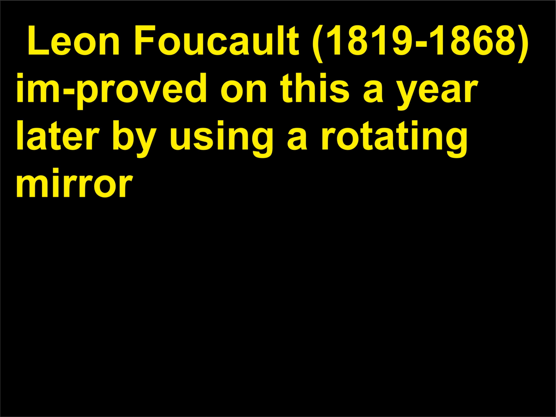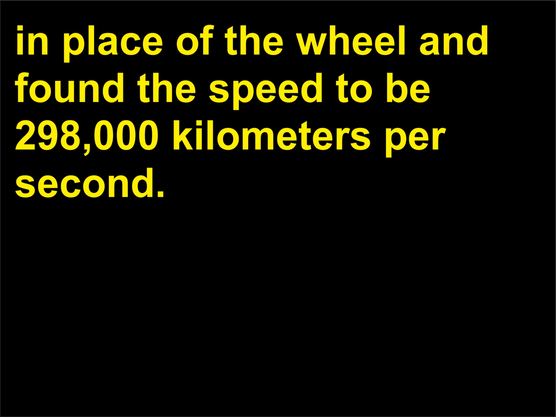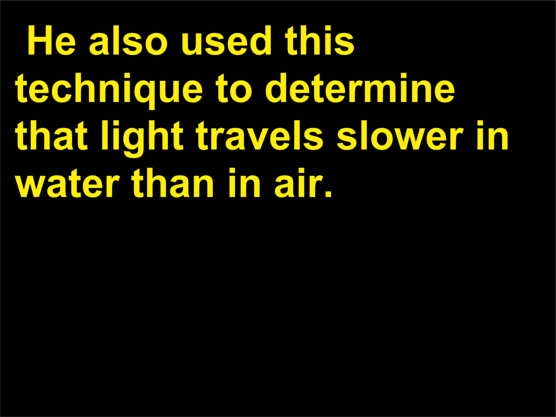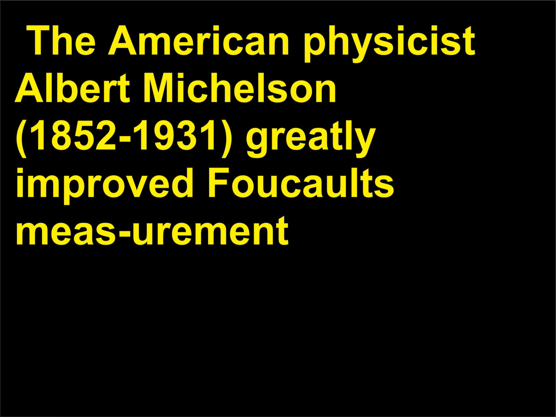Leon Foucault, 1819-1868, improved on this a year later by using a rotating mirror in place of the wheel and found the speed to be 298,000 kilometers per second. He also used this technique to determine that light travels slower in water than in air. The American physicist Albert Michelson, 1852-1931, greatly improved Foucault's measurement.